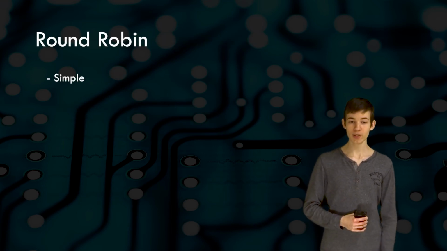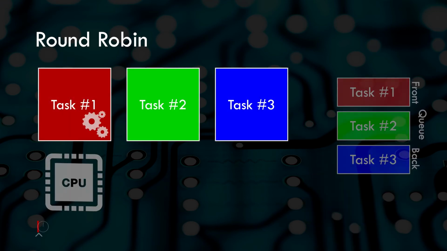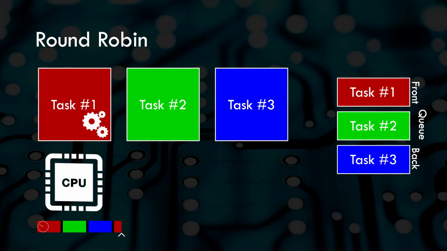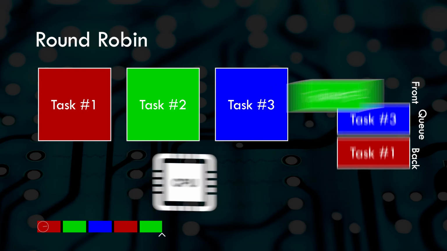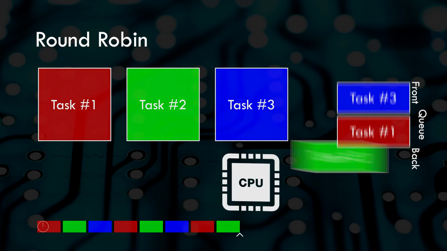Round robin is a very simple and easy to implement task scheduling algorithm. When using this algorithm, the scheduler uses a looping queue to switch through every task in a fixed order. Each task has the same chance of being selected and has an equally short time unit of execution.